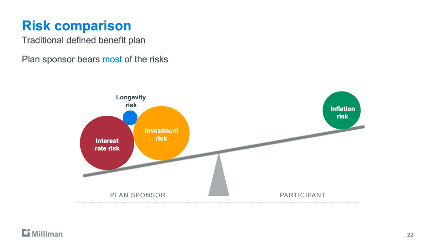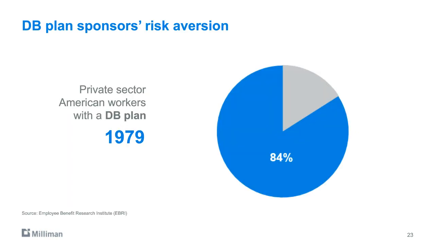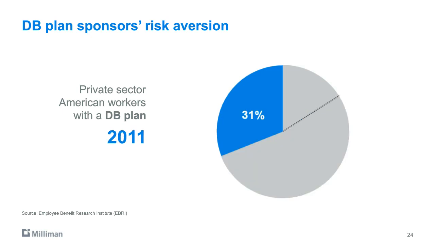So what sponsors have done in response to bearing all of that risk is they have essentially gotten out of the defined benefit plan business. If we were to go back and look at the private sector workers in America whose employers offered a retirement plan, in 1979, 84% of those participants would be covered by a defined benefit plan. However, by 2011, only 31% of those workers are covered by a defined benefit plan. So we've really seen a swing.